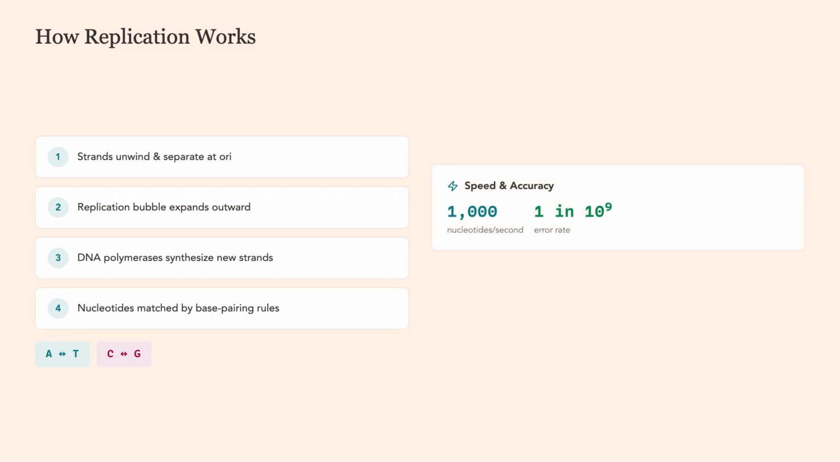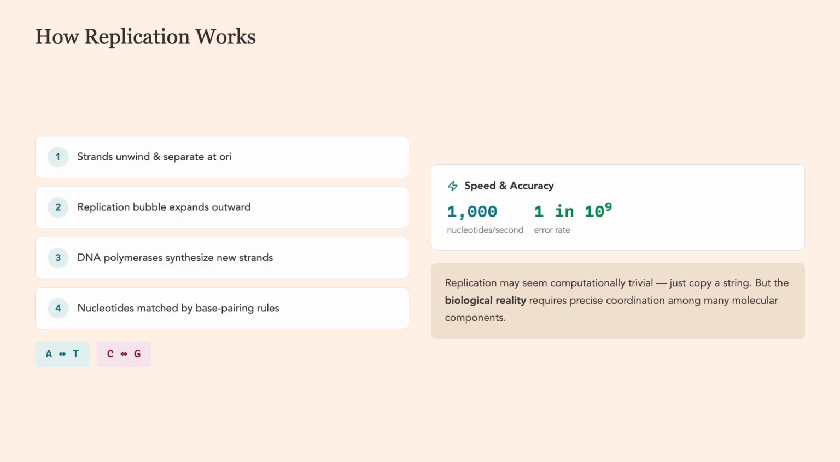In bacteria like E. coli, the polymerase adds about 1,000 nucleotides per second and makes only about 1 error per billion nucleotides copied. At first glance, replication might seem computationally trivial. Just represent the genome as a string and output a duplicate. But the biological reality is far richer. Replication requires precise coordination among many molecular components to ensure the genome is copied quickly and accurately.